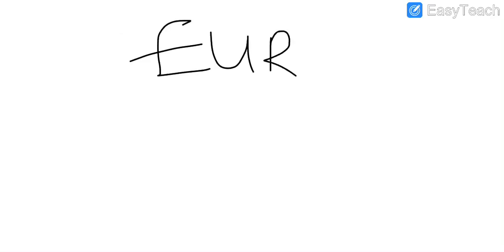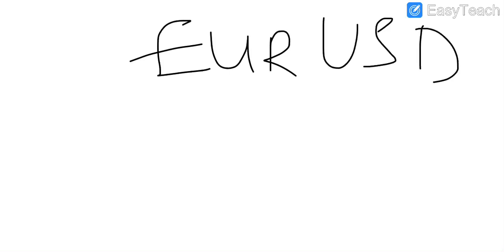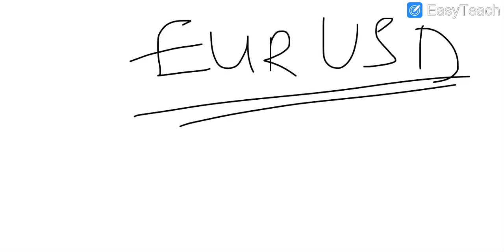As I said, forex trading is all about you exchanging one currency for another currency. So, what are currency pairs? When you pick up the euro and the USD, we call them currency pairs. That means you are trading one currency against another currency.